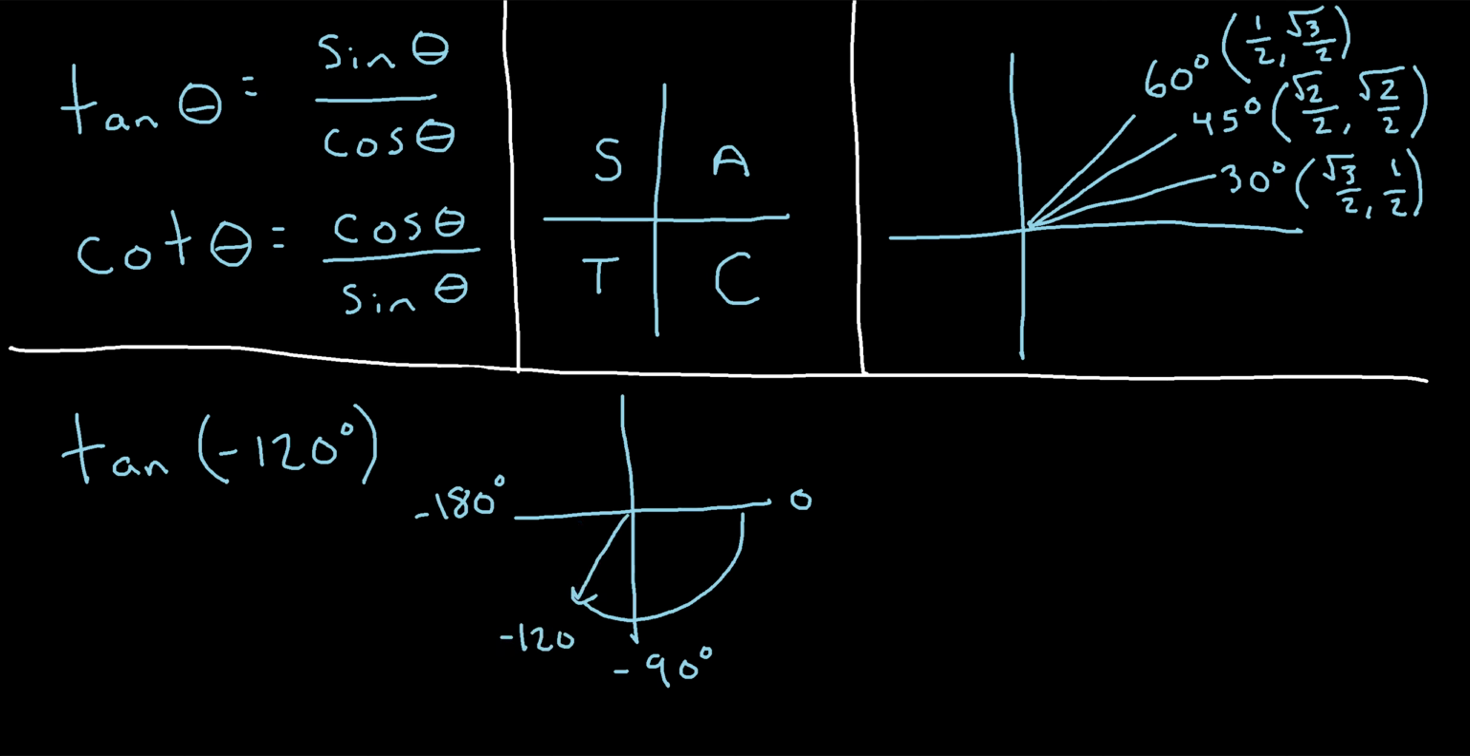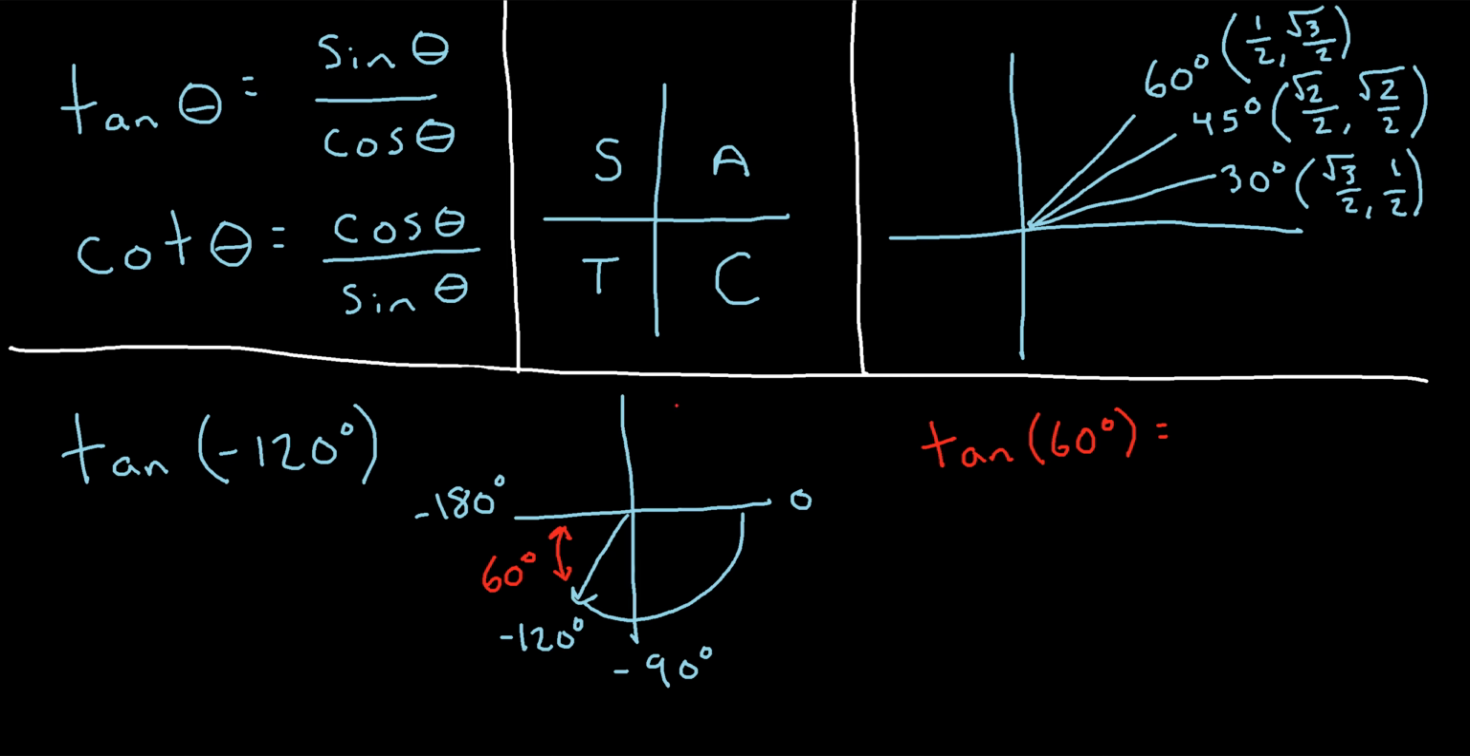Negative 120. Now, it helps if we can find the reference angle. So remember, that's just the distance between our angle and the x-axis. So the difference between 180 and 120. So what would that be? That would just be 60 degrees. So let's work with 60 degrees as our reference angle. So we'll say the tangent of 60 degrees.